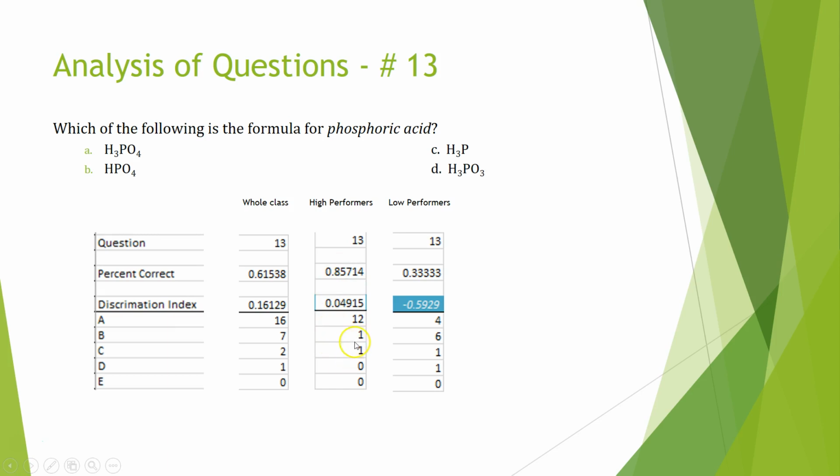For my high performers, what I noticed is that one student knew that it had to have the phosphate ion, but they didn't balance their oxidation numbers. Then one student knew to balance the oxidation numbers, but they didn't use the phosphate ion. They just used the phosphorus, so it would have been hydrophosphoric acid. Whereas with my low performers, I noticed that 6 of the 12, so 50%, picked this one here. So they knew they had to have the phosphate ion, but they didn't balance the oxidation numbers.